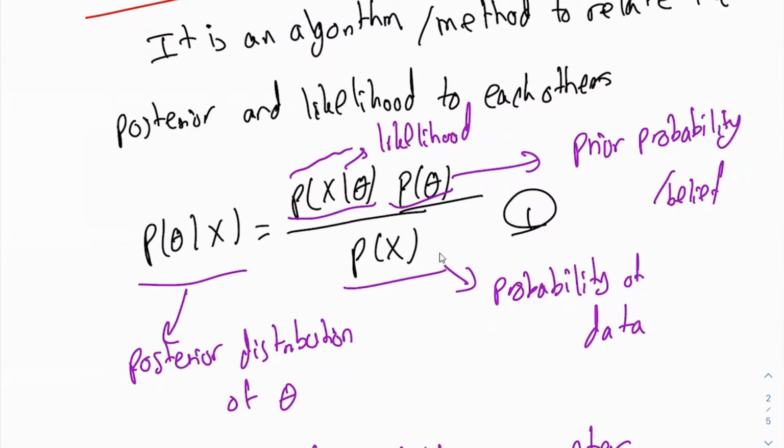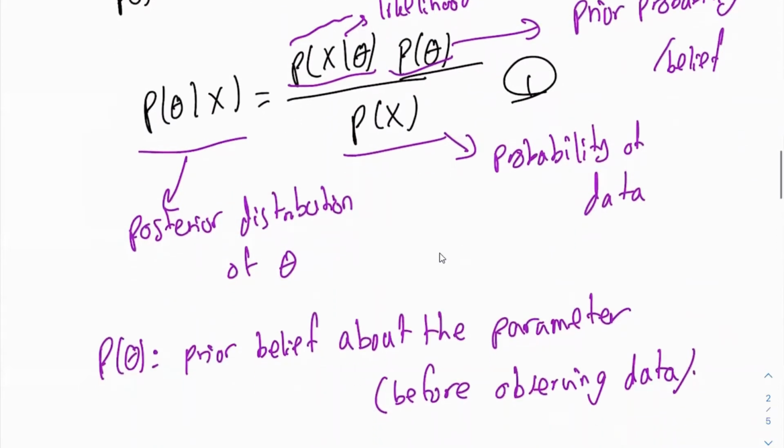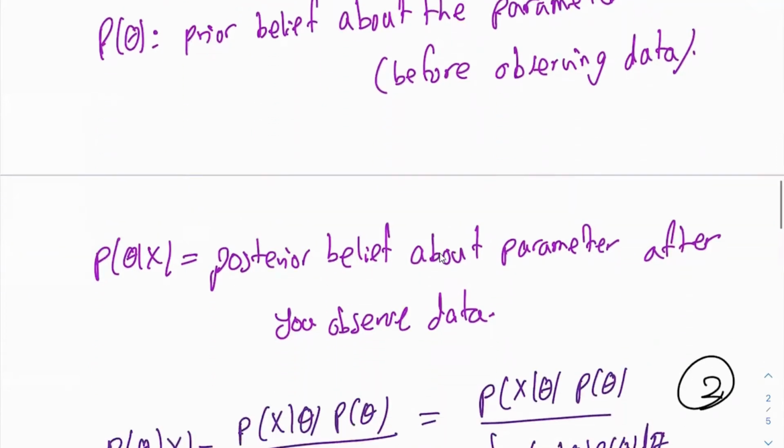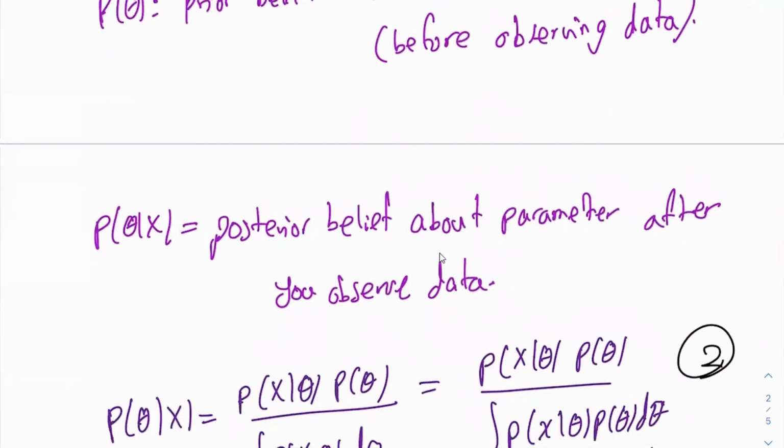The term on the left-hand side is known as the posterior distribution of theta. It means the probability or the belief that I have about the parameter after I observe the data. This P of theta is the belief I have before I observe the data, and the likelihood is what I construct, the probability of observing the data given the parameter. This P of x is the probability of data, or probability of evidence. I wrote it down here that P of theta is the prior belief about the parameter, and P of theta given x is the posterior belief about the parameter after you observe the data.